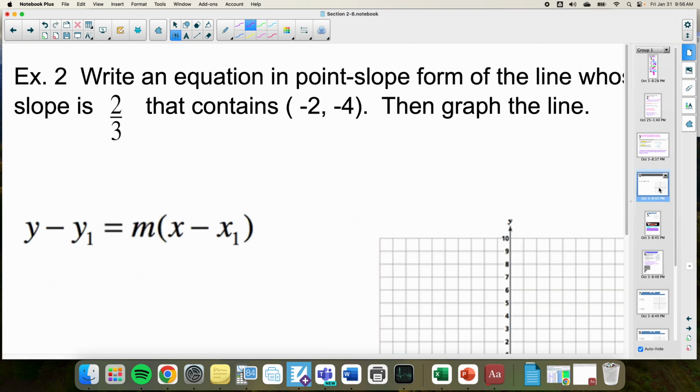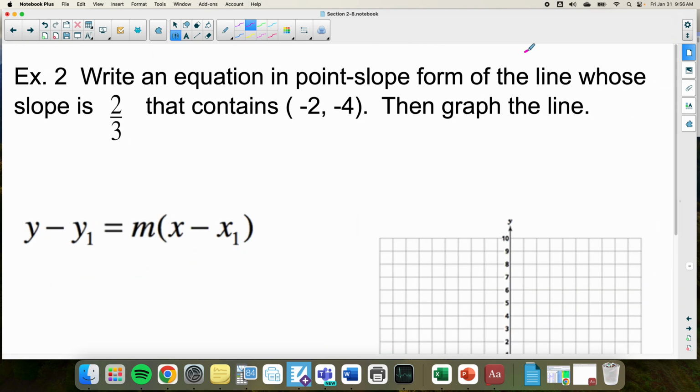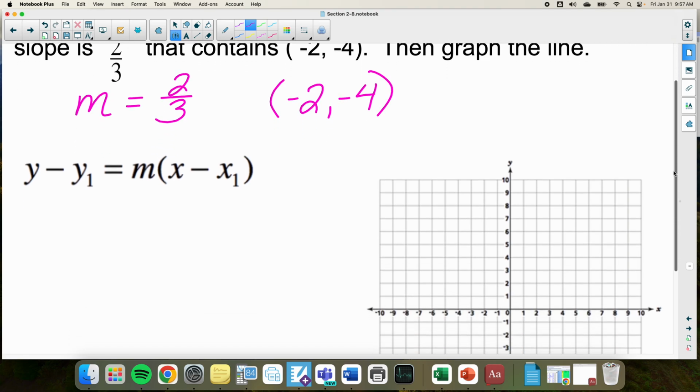But today we're talking point slope form, and this is what it looks like. So what's gonna happen is they're gonna tell you your slope, which in this case is 2/3, and then they're gonna tell you a point that your line goes through, okay? So here is what we're gonna do. This is my x1, this is my y1. So I'm just gonna substitute into my formula.